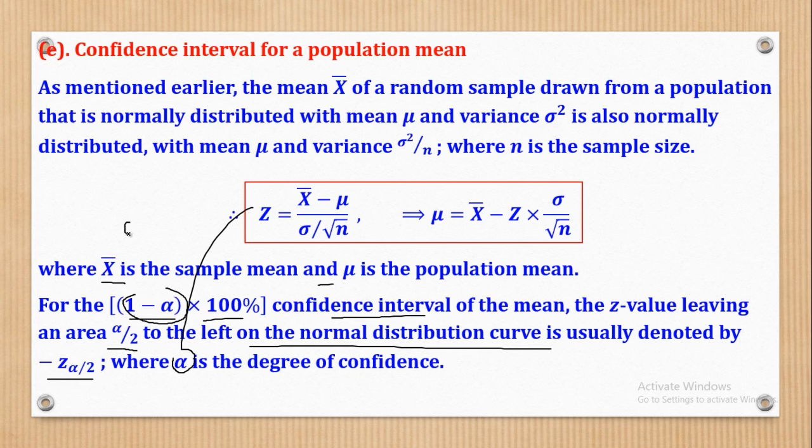For example, if they say 99% confidence interval, it means that 1 minus alpha is equal to 99 over 100, because this 100 is already catered for here. So this one will be 0.99. When you multiply by 100, you'll be able to get the 99%. So always remember that this one is the given confidence in percentage form divided by 100.